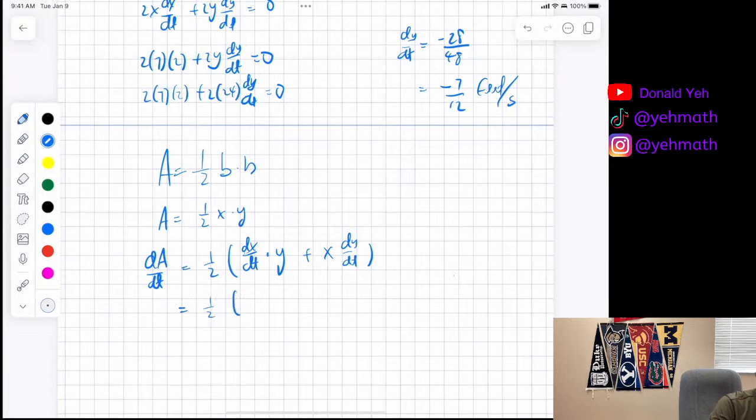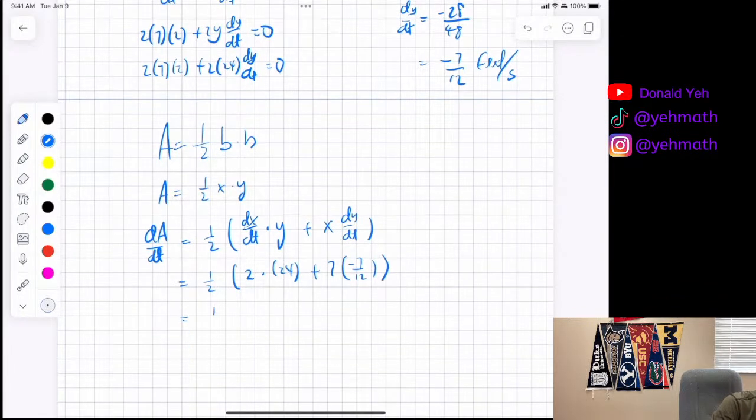Which is okay. dx/dt is what? 2. What happened to y? I think it's 24, if I remember correctly. Yeah. x is what? 7. And dy/dt is -7/12, right? I don't bother to solve that, but I know you guys know how to do that. Minus 47/12. Yeah, you do the math. 49.